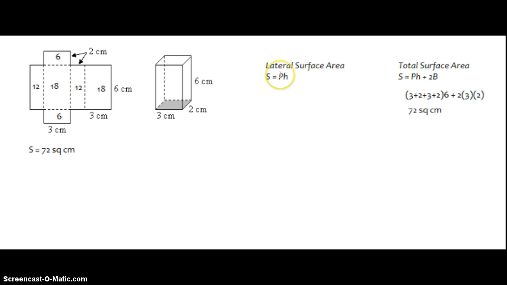Now, the lateral surface area is just going to be the perimeter of the base times the height, which we have already done right here. So that's going to be 60 square centimeters. And if we added 12, 18, 12, and 18, we would get 60. So that should give you an overview of why the formulas are what they are for lateral and total surface area of prisms, as well as how to use the formulas.